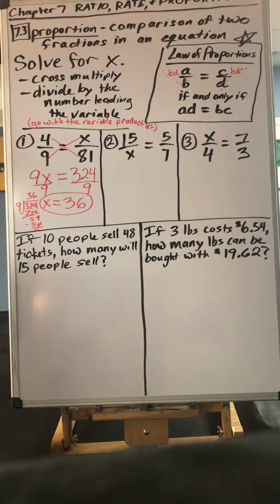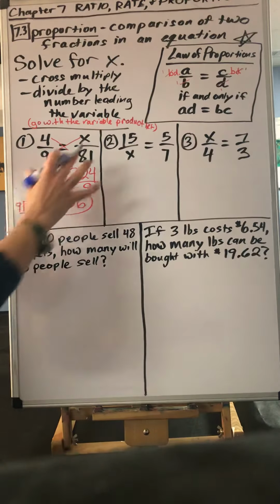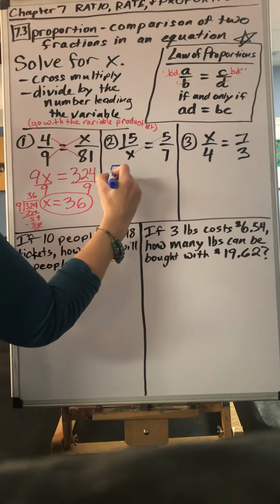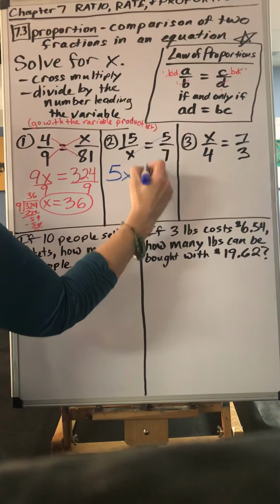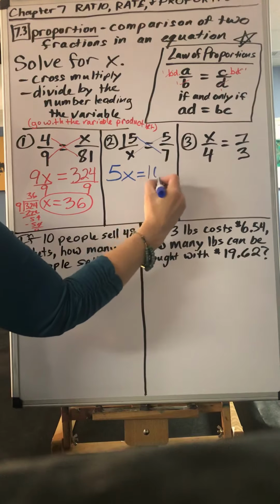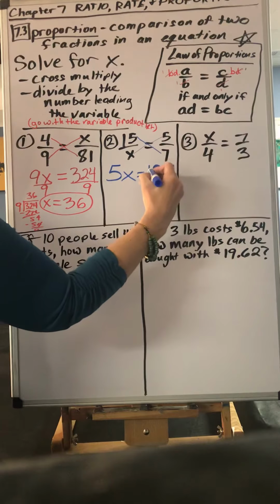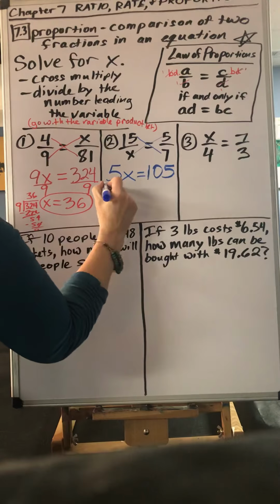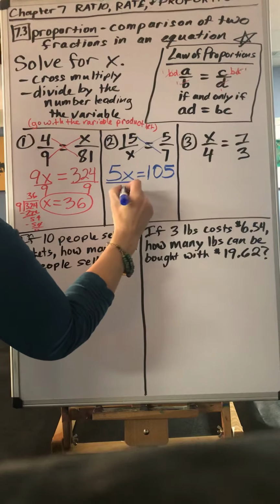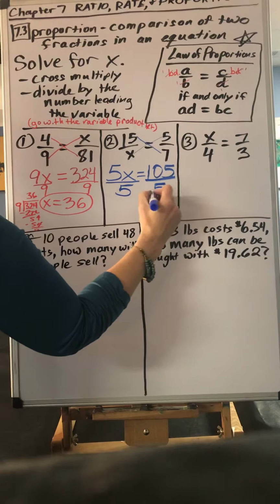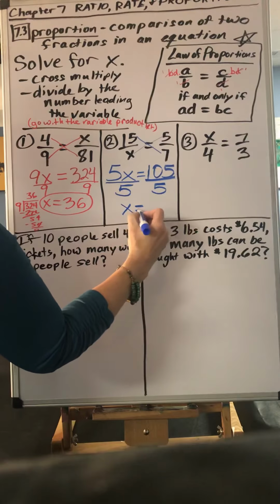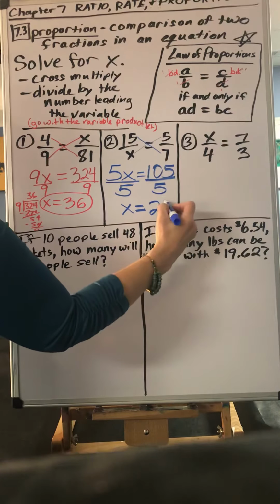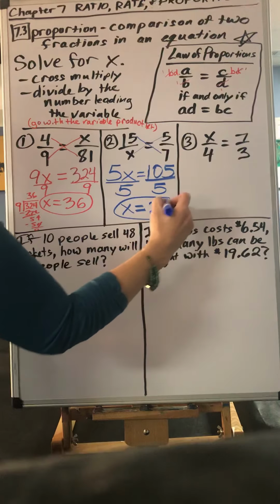And I go with the variable product first. So in example number 2, the variable's down here. So I'm going to do 5 times x is 5x, and then I'm going to do 15 times 7 is 105. Now I'm going to divide both sides by 5. And you'll get x is 5 goes into 10 twice, 5 goes into 5 once. And you get x is 21.